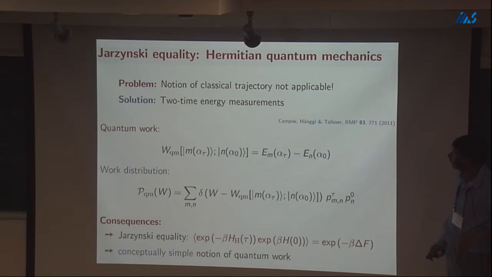I guess for the second time energy measurement, you wait for the... Yeah, you wait for a certain time and let the system evolve by time dependent Hamiltonian, and then you do that again. So this is the extension of Jarzynski equality to simple quantum mechanics.